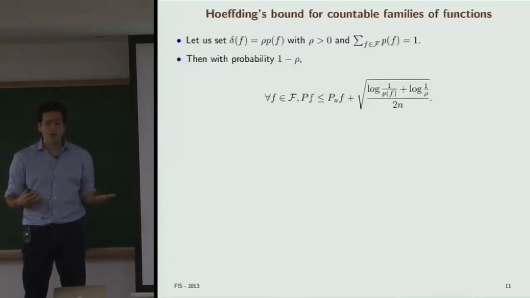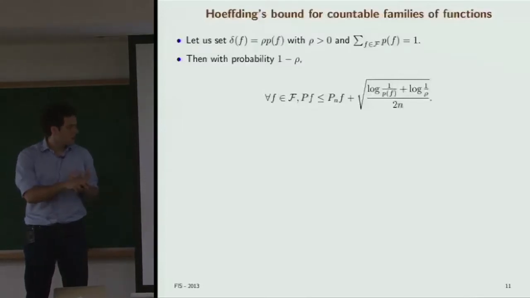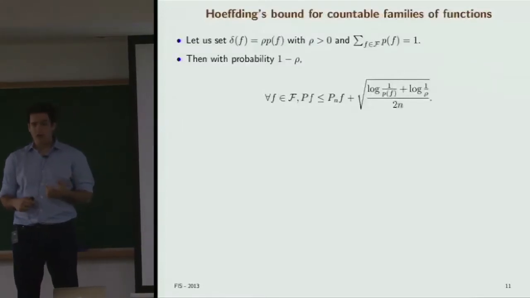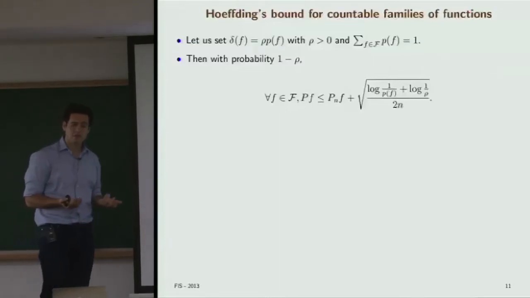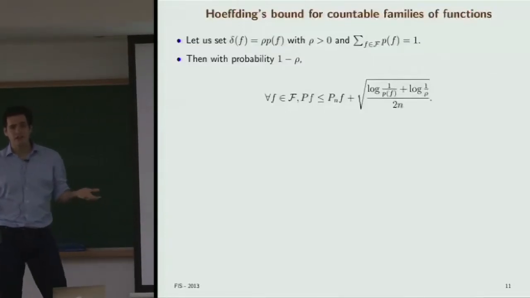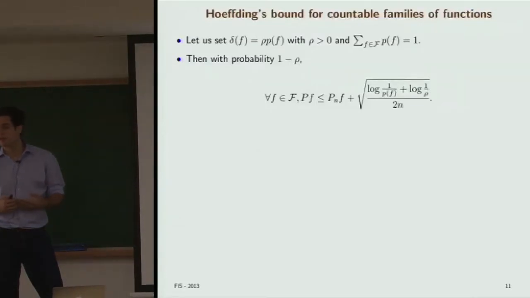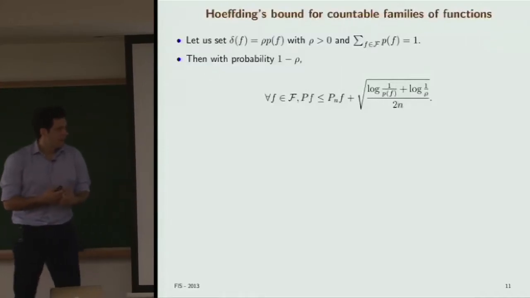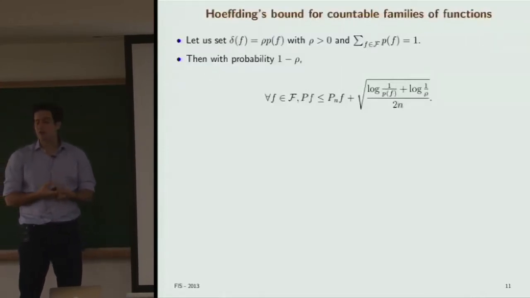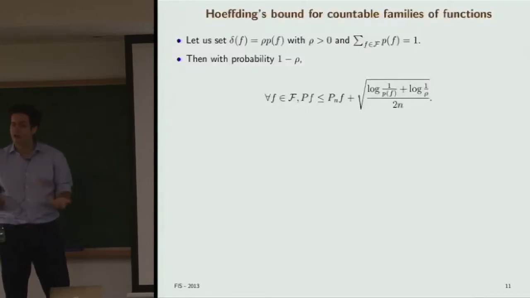So we have found a way to come up with Hoeffding's bound for a countable set of functions if we can define a p of f such that the sum of p of f is equal to 1. So p of f will be very, very small for many functions. For most functions, it will be very, very, very small. So how can you come up with a p of f, for instance? How could you define a p of f? So you could find a way to have a prior on your functions.